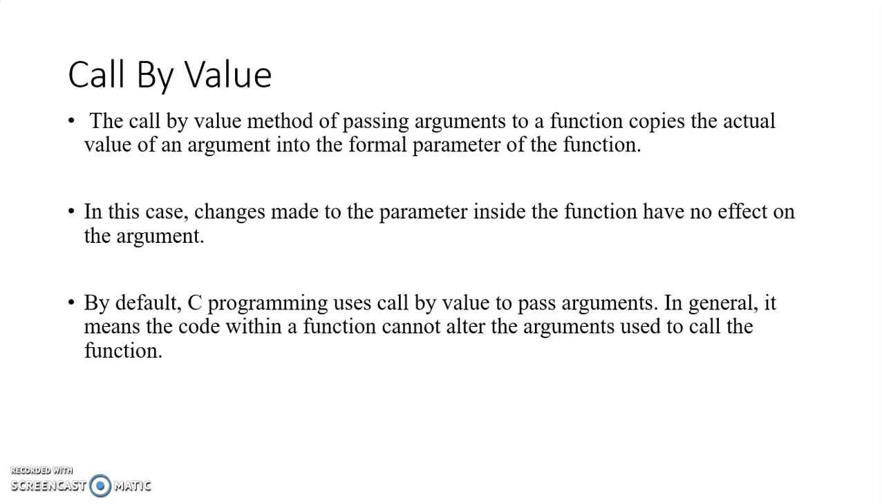So call by value means we are just looking for the values only, not the names we are giving. We may give a different name in the function definition and a different name in the function call. The name doesn't matter, they are looking just for the values. In this case, changes made to the parameter inside the function have no effect on the argument. So that is passing the argument.